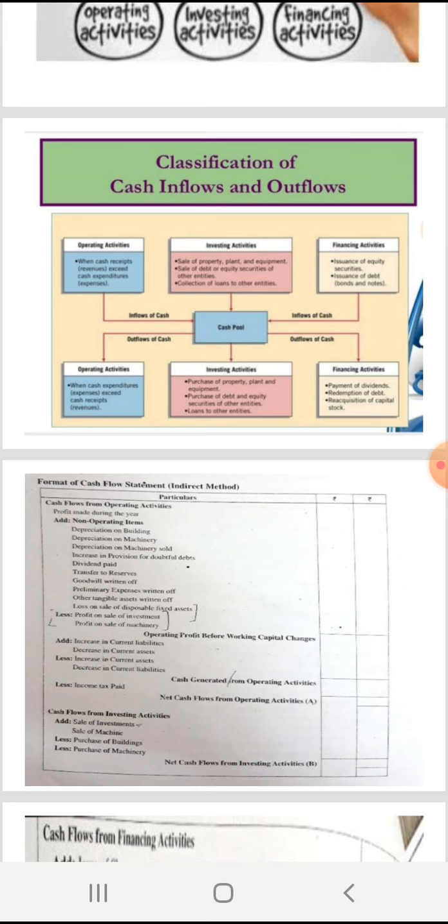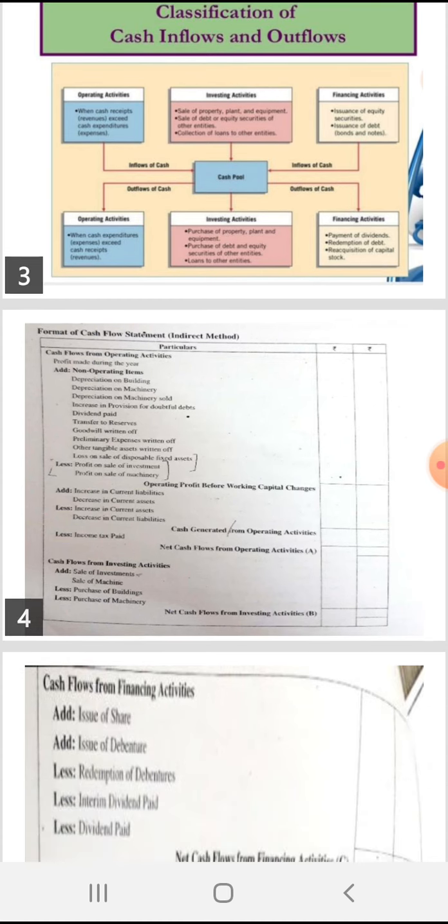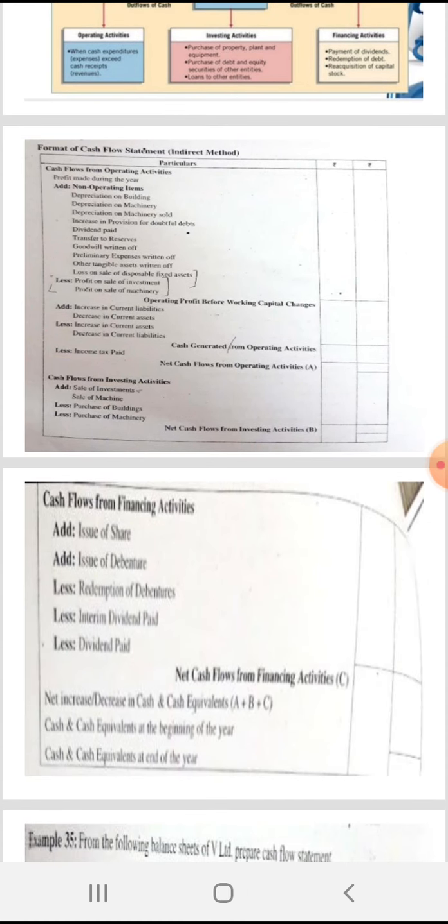In outflow of cash, the operating activity is when cash expenditure exceeds cash receipts. Investing activities cash outflow is purchase of property, plant and equipment, purchase of debt and equity securities, and loans to other entities. And in financing activities, the outflow is payment of dividend, redemption of debts and reacquisition of capital stock. Let us see the format of the cash flow statement.